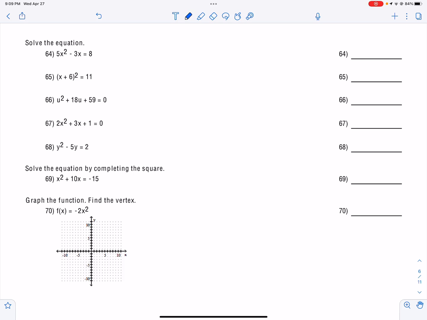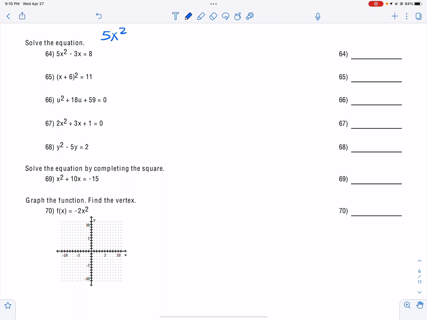All right, Math 102, final exam review, starting with number 64, solving quadratic equations. So remember, to solve quadratic equations, you have a couple different choices. You can factor, you can use the square root property, you can complete the square, or you can use the quadratic equation. I always check to see if I can factor it first. And in order to factor it, in order to use the quadratic equation, you have to have it equal to 0. So that's going to be the start here.